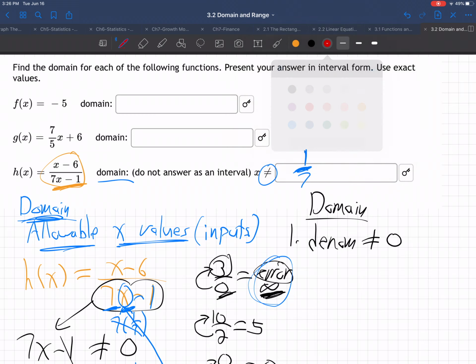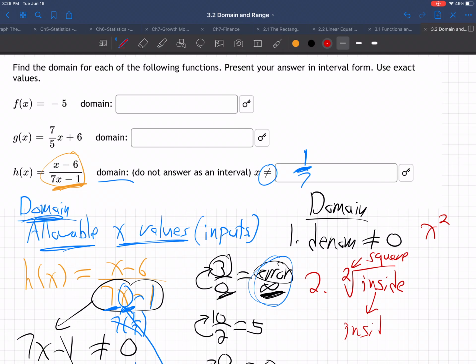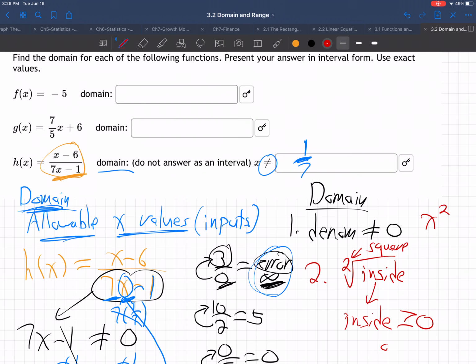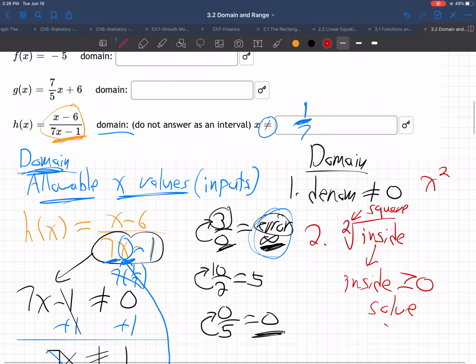Okay, now there's one other thing we look for, and that is if we have a square root. That's a 2 root. Square means 2, right? This is called x squared. Square is 2. So if you have a 2 root, then you take out the inside and you say, hey, the inside has to be greater than or equal to 0, and then you solve. I'll just say dot, dot, dot. That's the other situation in which we have to watch out.